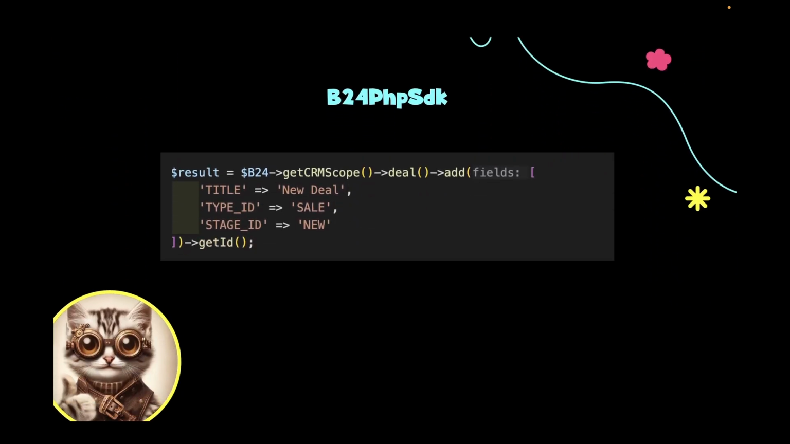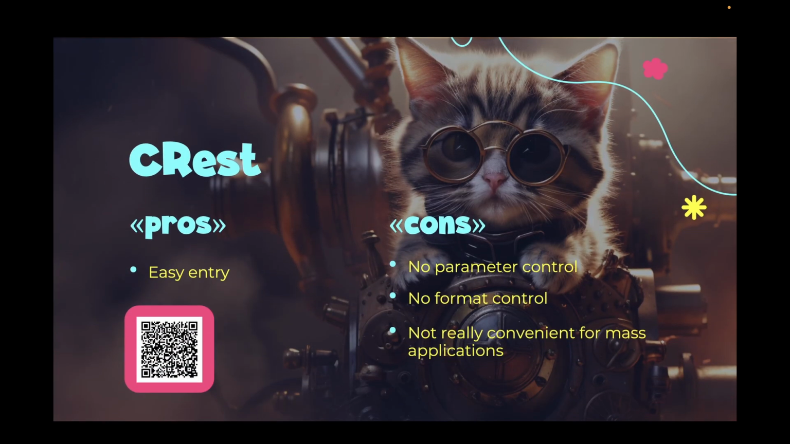With B24 PHP SDK, similar code will look somewhat different. As you can see here, we no longer pass the REST method name as a parameter, but instead call the corresponding wrapper method at the PHP class level. This is the key difference between these two libraries. Each of the libraries has its own advantages.